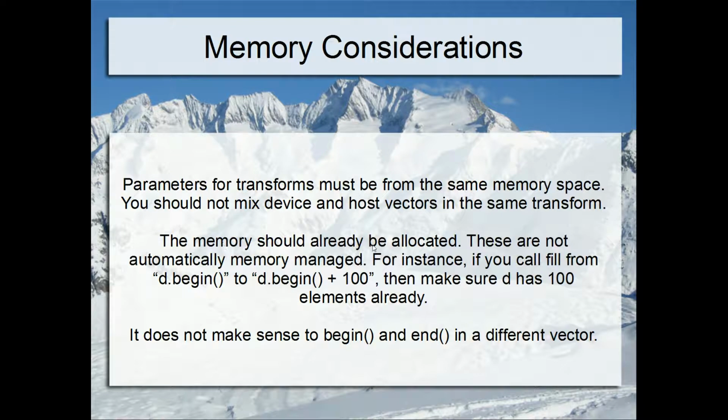The memory should also already be allocated. These aren't memory allocation or memory management functions. Thrust is just going to assume that the vectors you're using for the transforms have the right number of items in them. Usually that means the vectors will have the same number of items. And the other thing is, it doesn't make sense to begin in one vector and end in a different vector. If you supply a begin and an end for the range of some transform, it doesn't make sense to have them from two different vectors.